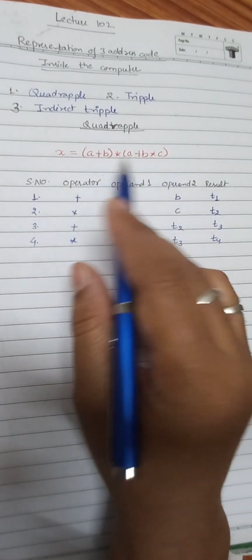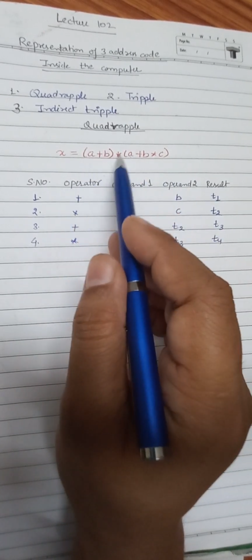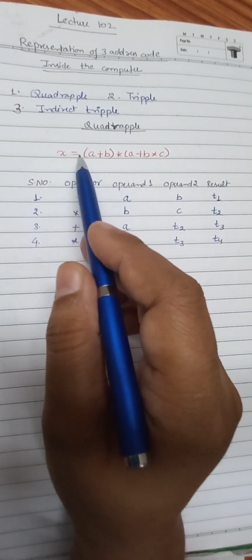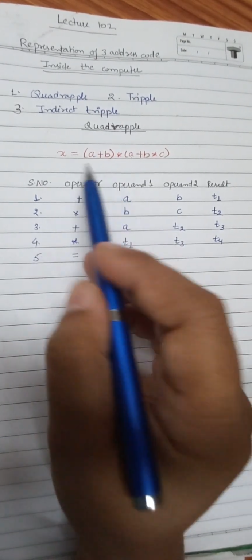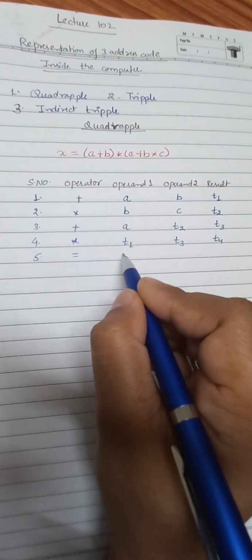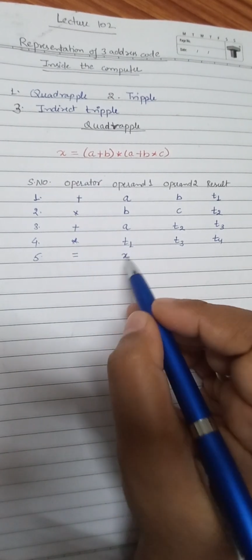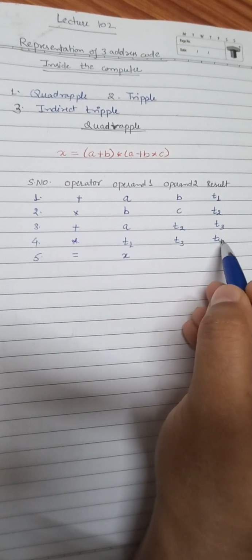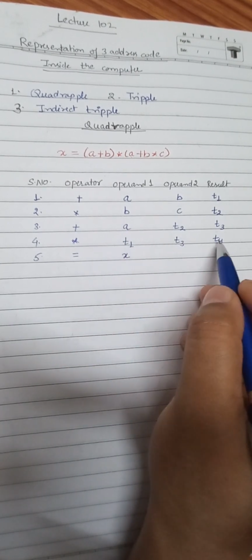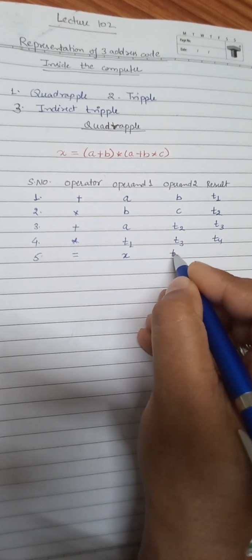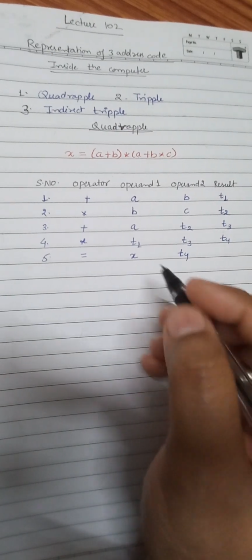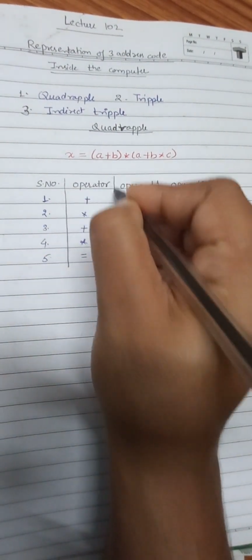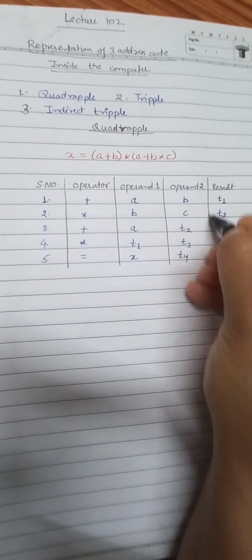Now everything is done over here. What is left is to assign the entire value to X. So we write the equal to sign, and we assign the value into X. Where is it stored? It is stored in T4, because at the end we have everything in T4. So we write T4 here. In that way, we can represent the three address code in the form of a quadruple.